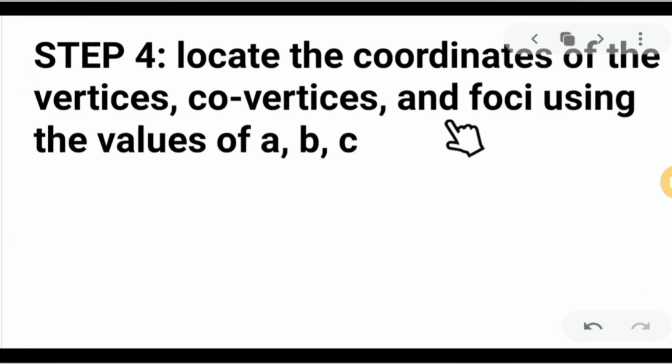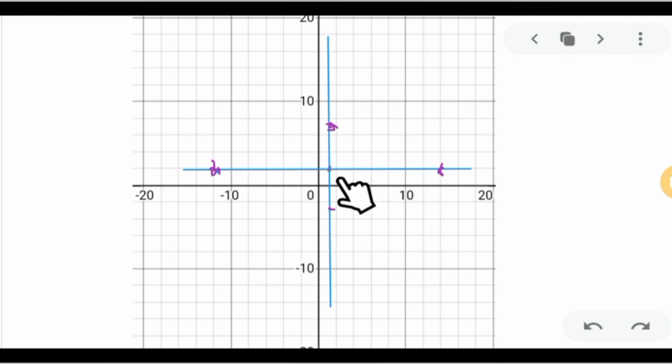For step 4, you have to locate the coordinates of vertices, co-vertices, and foci using the value of a, b, and c. Before you plot that, we have to plot first the center, since the center is at the coordinates of h and k and not at the center. So again, the center is 1 and 2. So, itong cubes natin dito ay by 2s, 2, 4, 6, 8, 10. So, ang kalahati niyan ay 1. So, for x, that is 1 here. And then, for y, that is 2. Nandito. So, itong center ng inyong ellipse. Okay? And then, mag-draw kayo ng line para hindi malito for y and x.